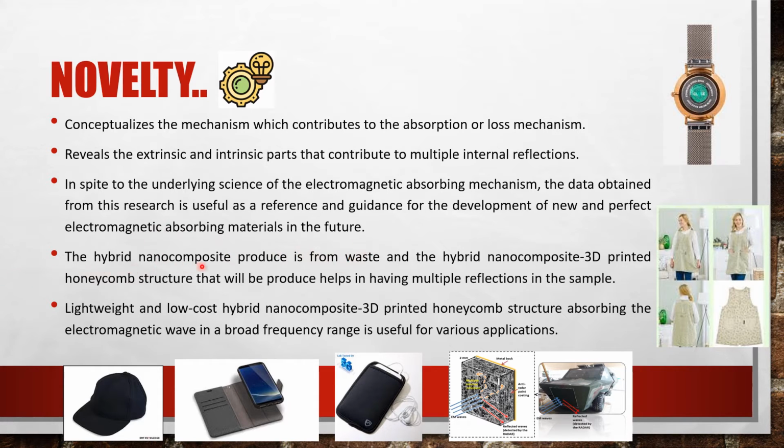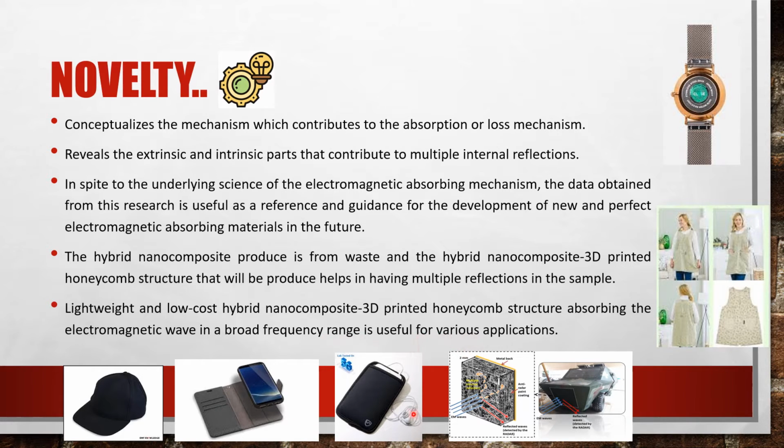So the hybrid nanocomposite produced is from waste, which is the mill scale, and the hybrid nanocomposite 3D printed honeycomb structure that will be produced helps in having multiple reflections in the sample. What we try to do with the sample is to produce something thin, lightweight, and flexible. So a lightweight and low cost hybrid nanocomposite 3D printed honeycomb structure absorbing the electromagnetic wave in a broad frequency range is useful for various applications.